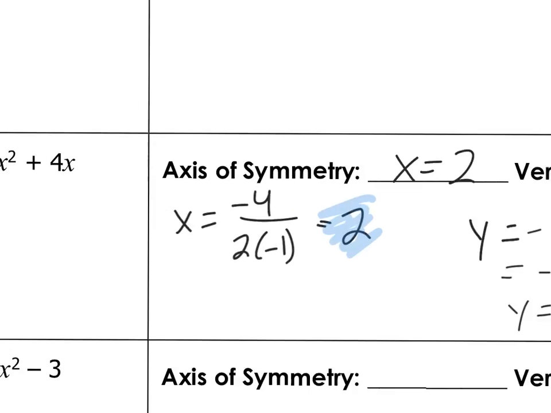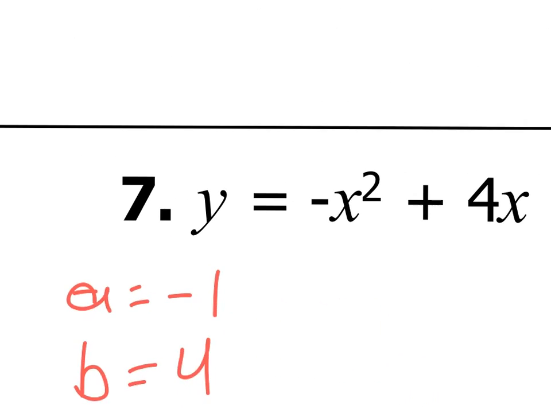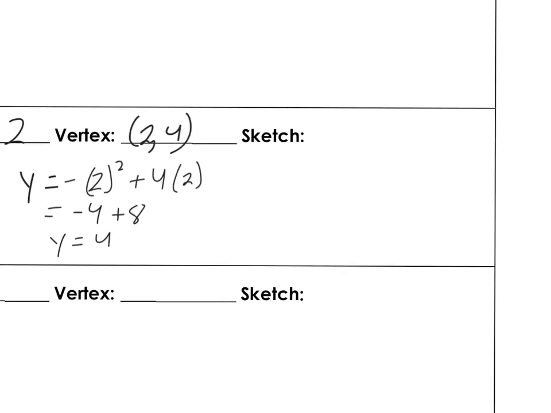The A was negative, right? That tells us it's going to be opening down like this. Our axis of symmetry is going to be right here, which is x equals 2. And our vertex is this point right here, which is going to be a maximum, and that's at (2, 4).